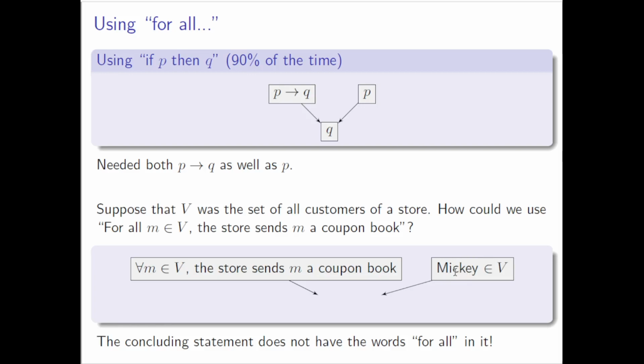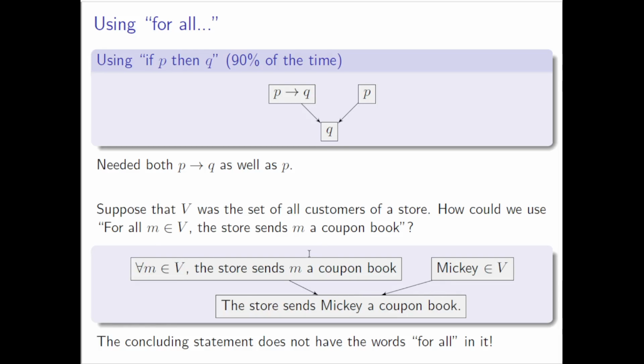Let's say it was Mickey, like Mickey Mouse in V, right? So how do we combine for every element of V, the store sends M a coupon book, together with, let's say that Mickey is an element of V. These two things, think about it on your own for a sec. These two combine to give us this statement here. The store sends Mickey a coupon book, right? Does that make logical sense to you? That's the right conclusion. If something's true for every element of V, that's how this should work.